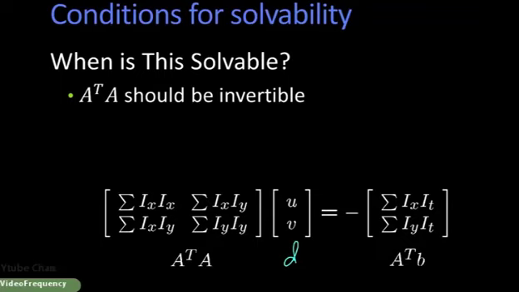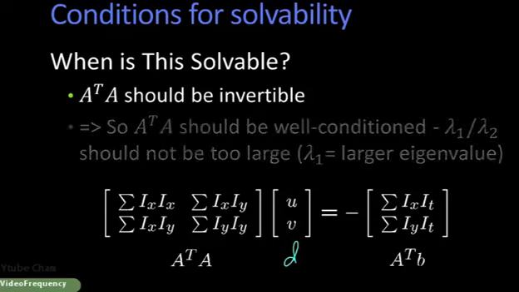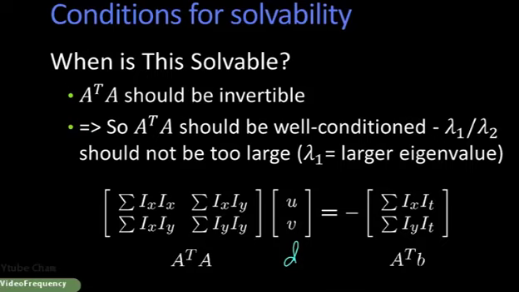Because if it's invertible, I just multiply both sides by that, and I come up with a solution for D, okay? Well, when are matrices invertible? Well, from our linear algebra, we know that they need to be what's called well-conditioned. If they're not well-conditioned, then the inverse is unstable. And basically, you can look at the eigenvalues, all right? And the ratio of the largest eigenvalue to the smallest eigenvalue shouldn't be too big.